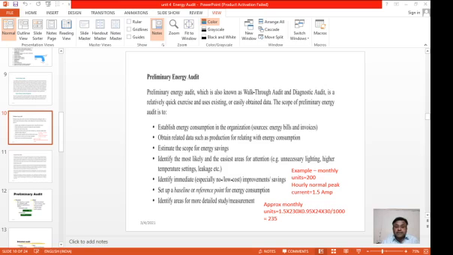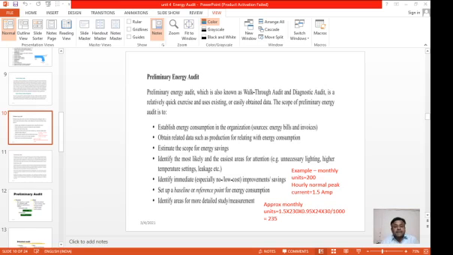So far, we have studied what are losses, how to calculate the loss, and what steps should be taken to control losses. Today, we are going to see what are different types of energy audit.